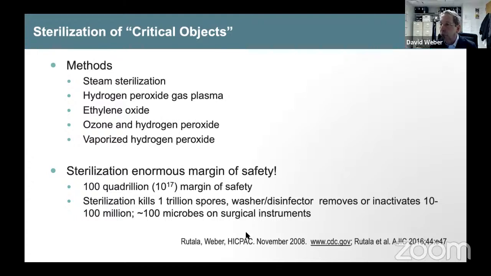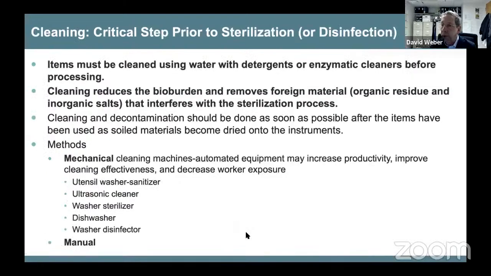It kills 100 quadrillion, a huge margin of safety. I should say, by the way, cleaning is important. It removes 10 to the 2 to 10 to the 4 organisms, and cleaning must always precede disinfection. And then we have a variety of other so-called low-temperature techniques for items that can't withstand the temperature of steam: hydrogen peroxide gas plasma, ethylene oxide, ozone, and vaporized hydrogen peroxide. But again, steam is the most robust method that we have.